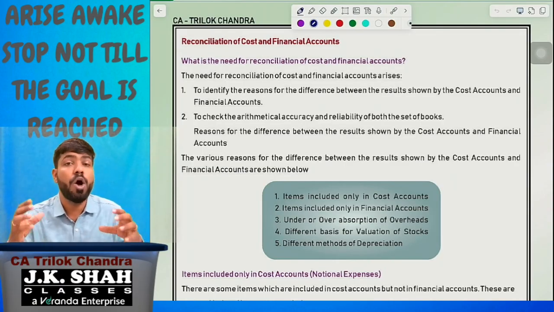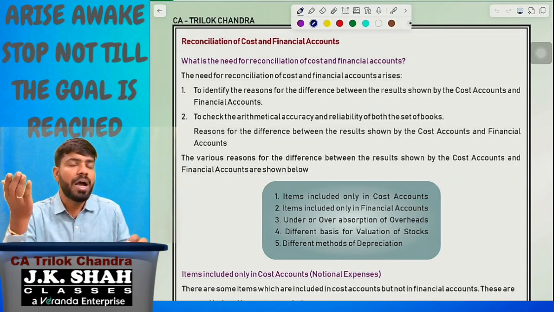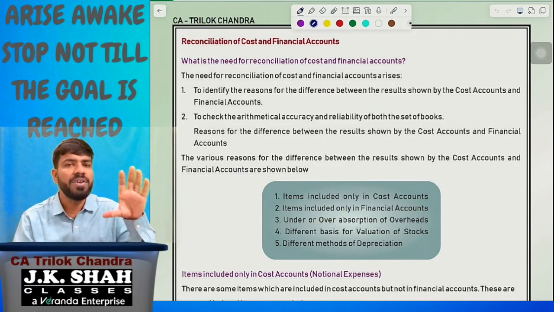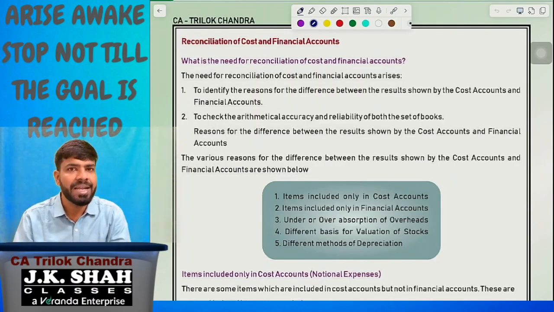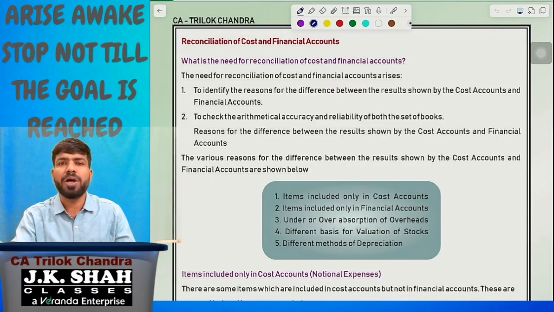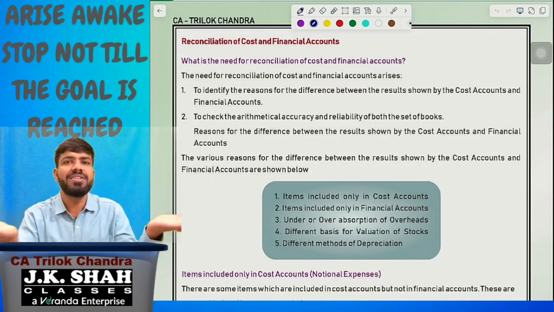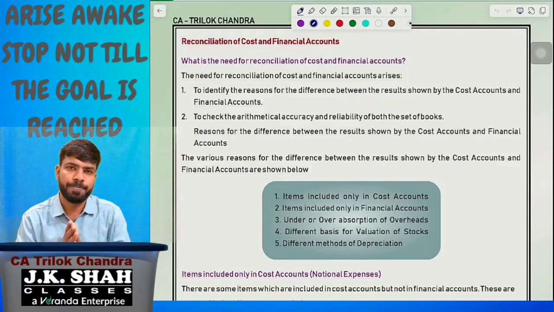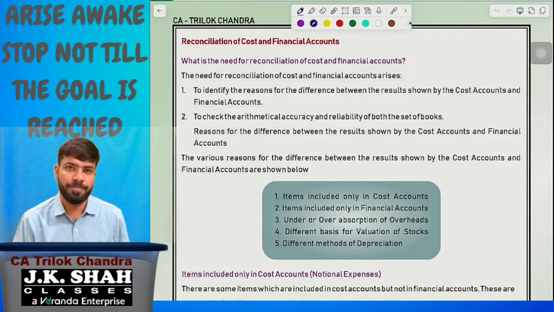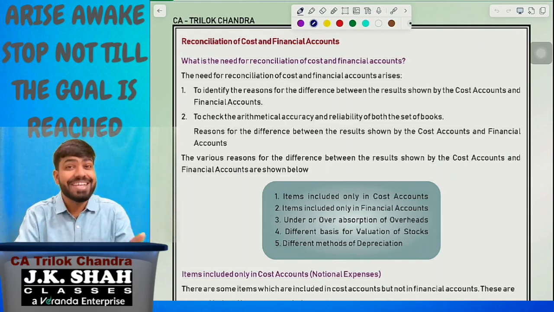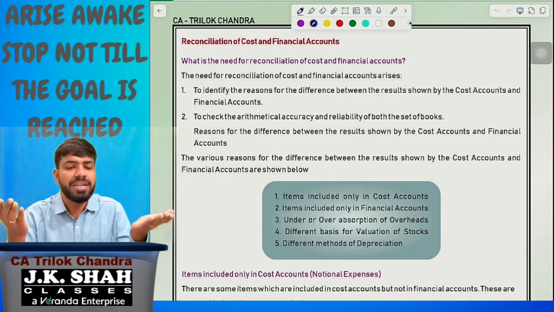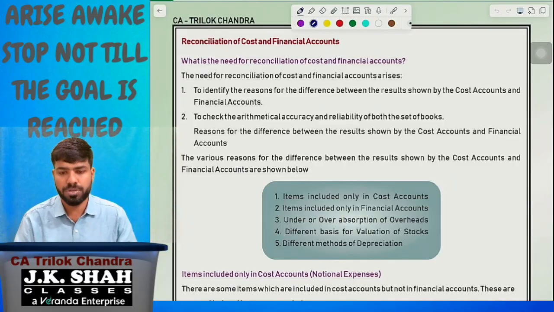We all know how to arrive at the profit. In cost books, we have to prepare the cost sheet to calculate the profit. In financial books, we have to prepare the P&L to arrive at the profit. Once we arrive at the cost profit and financial profit, this difference we have to reconcile. Before proceeding further, let us understand what all the transactions that can create the difference between cost books and financial books.